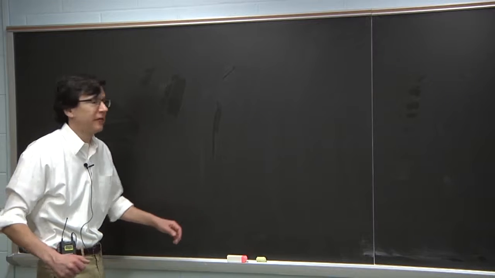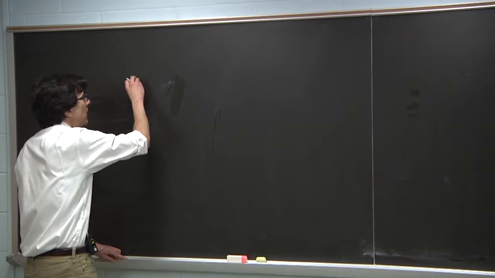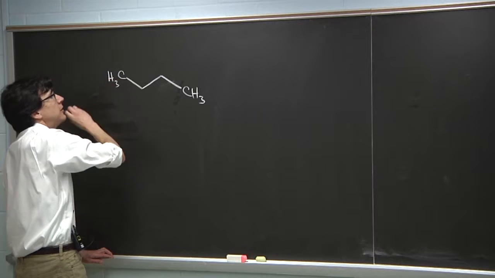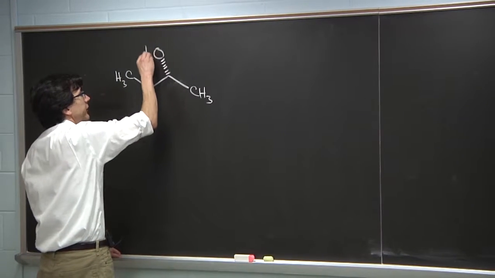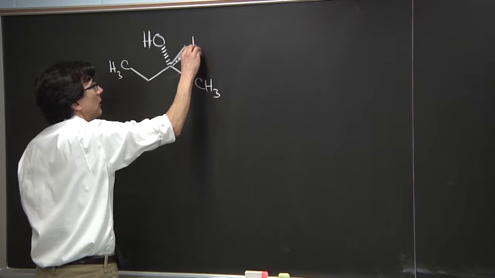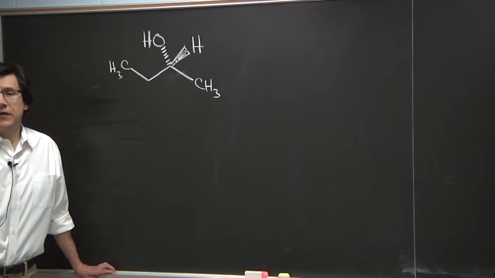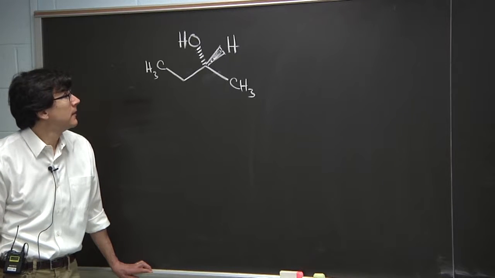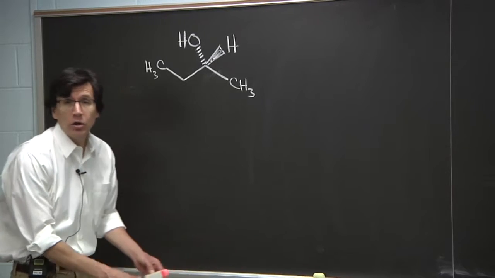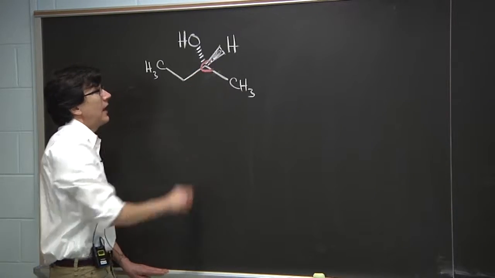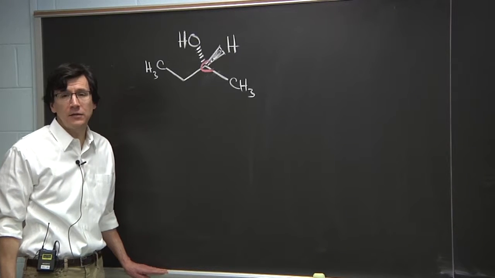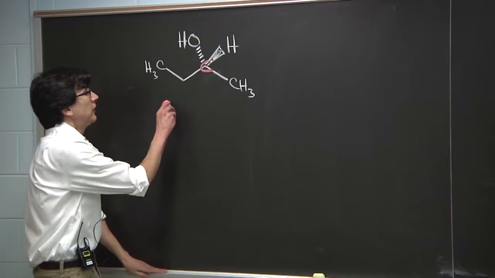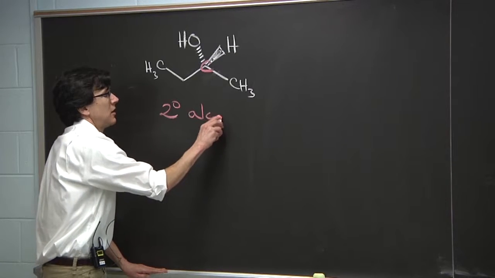Let's do a synthesis problem. In a synthesis problem, we're given a starting point. In this particular case, let's imagine that we start with this alcohol. Question, is this a primary alcohol, a secondary alcohol, or a tertiary alcohol? Look at the carbon to which the alcohol or OH group is attached and ask the question, how many carbons is that carbon attached to itself? It's attached to 1 carbon, 2 carbons, so this is a secondary alcohol.